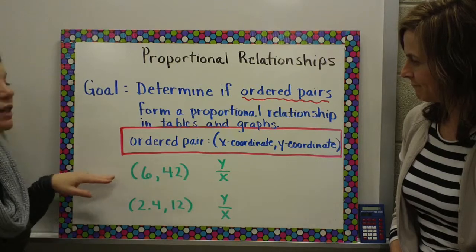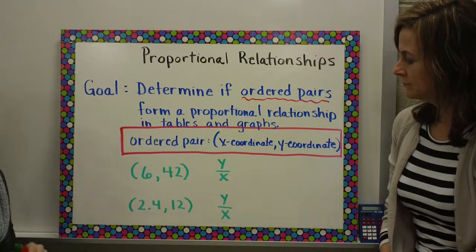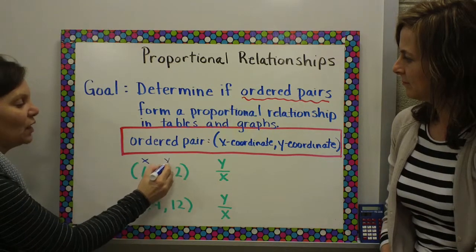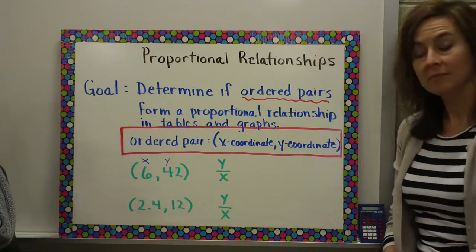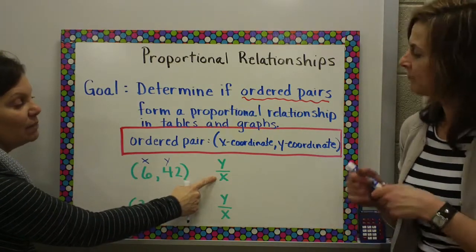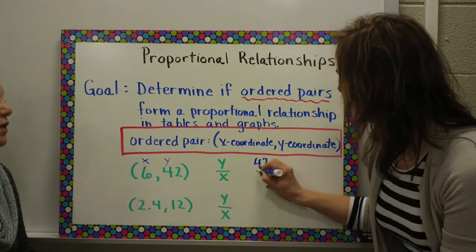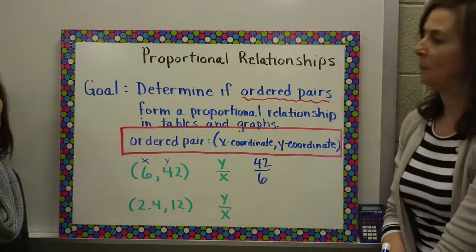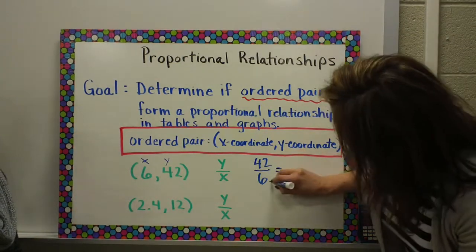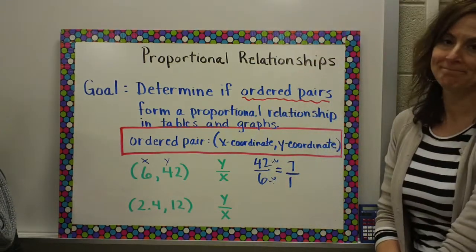So for example, down below here, we have an ordered pair, 6, 42. Remember that the first number represents our x-coordinate, the second number represents the y-coordinate. If we are going to be comparing these as a rate, we're going to be writing our y-coordinate and comparing it to our x-coordinate. So we're going to fill in our y-coordinate of 42 and our x of 6. Now, if we want to be writing this as a unit rate, remember we will be dividing by the denominator, so dividing both numbers by 6. So we have 7 to 1.